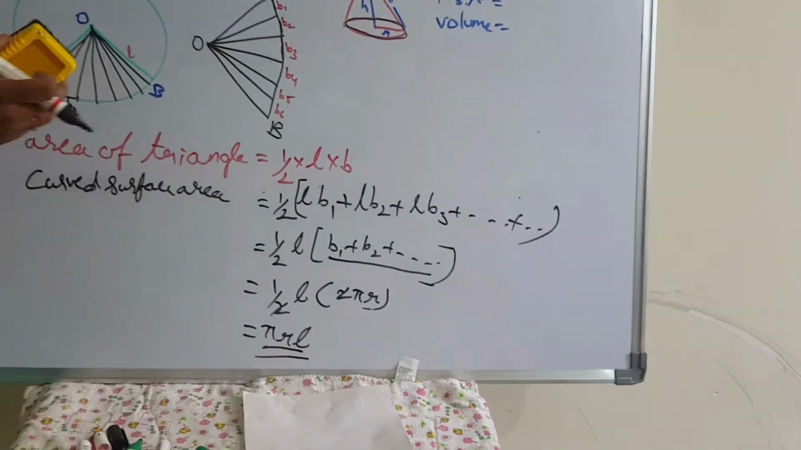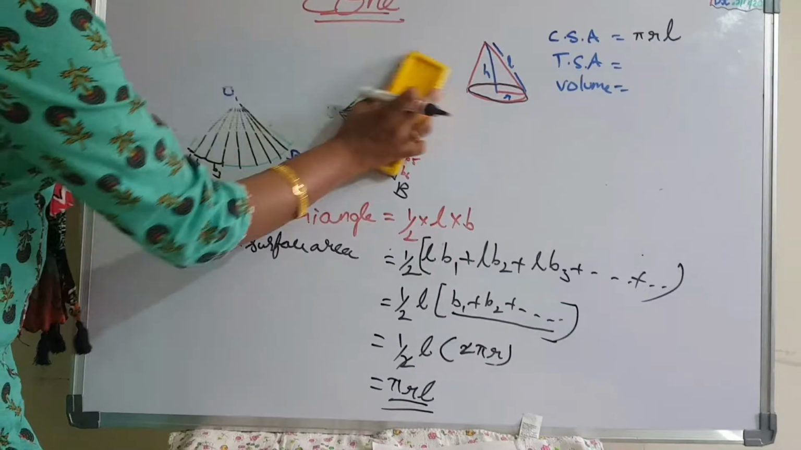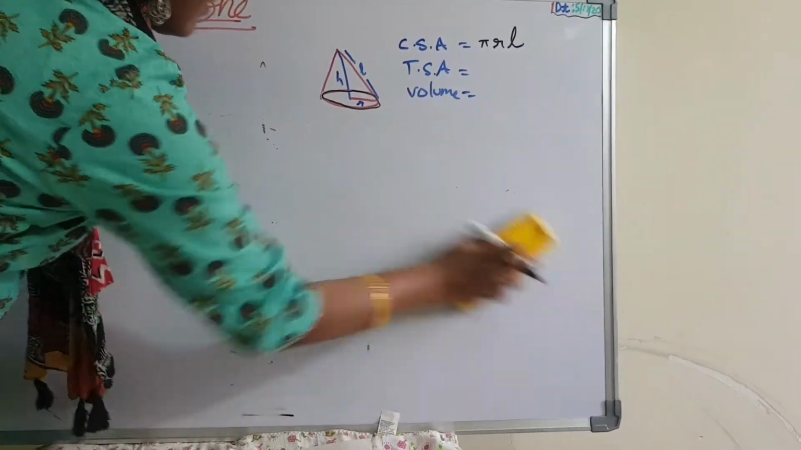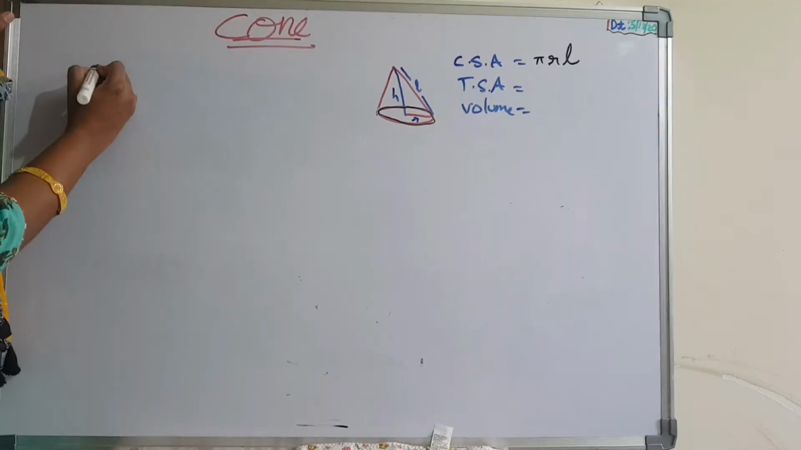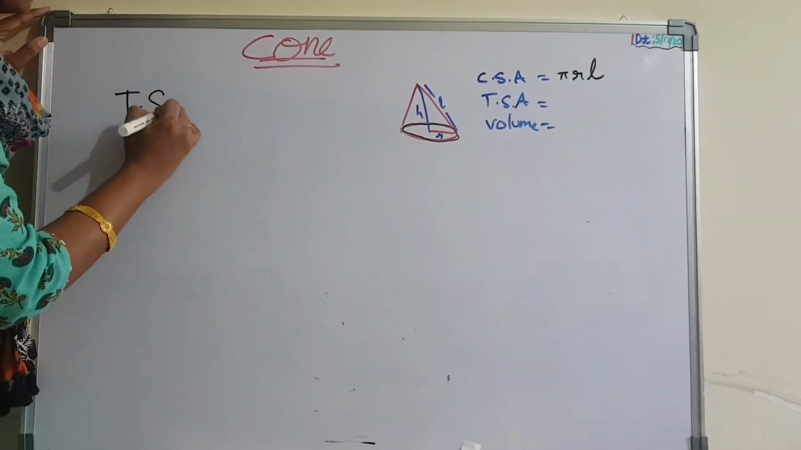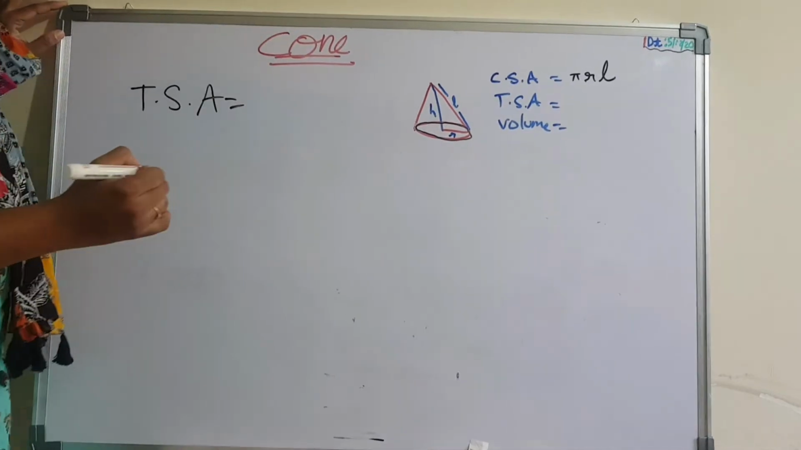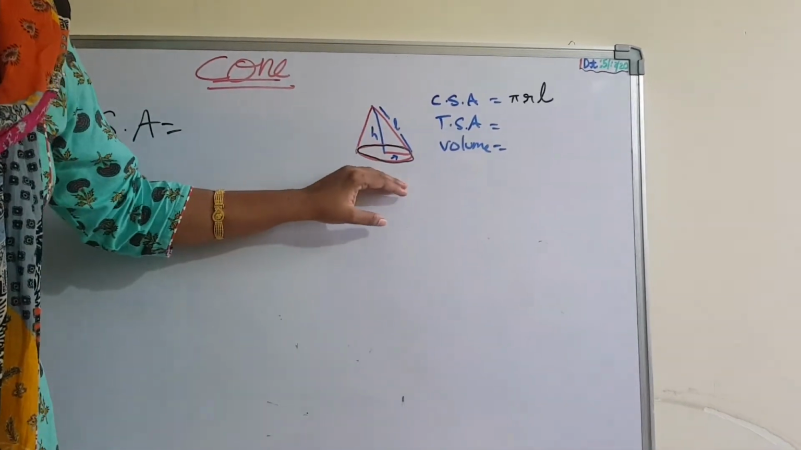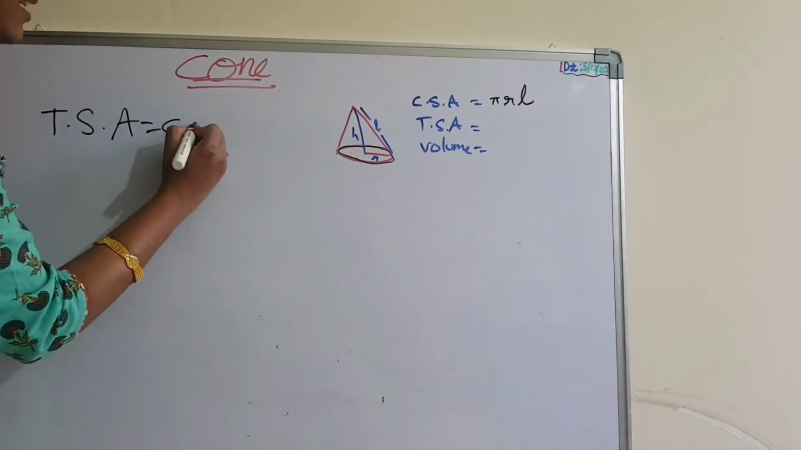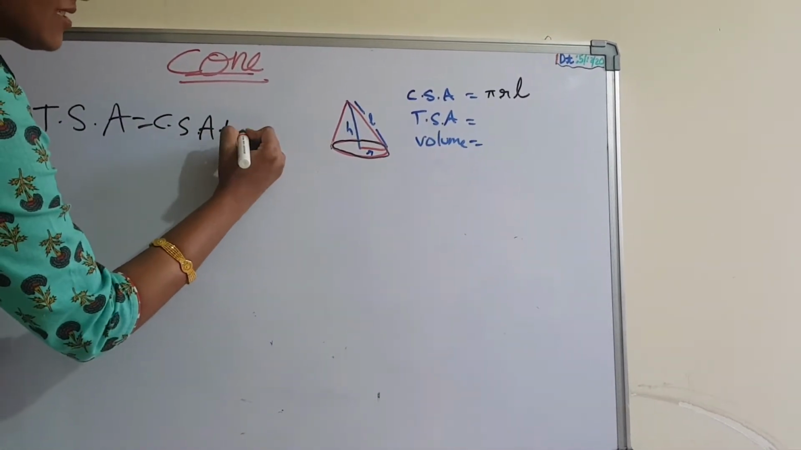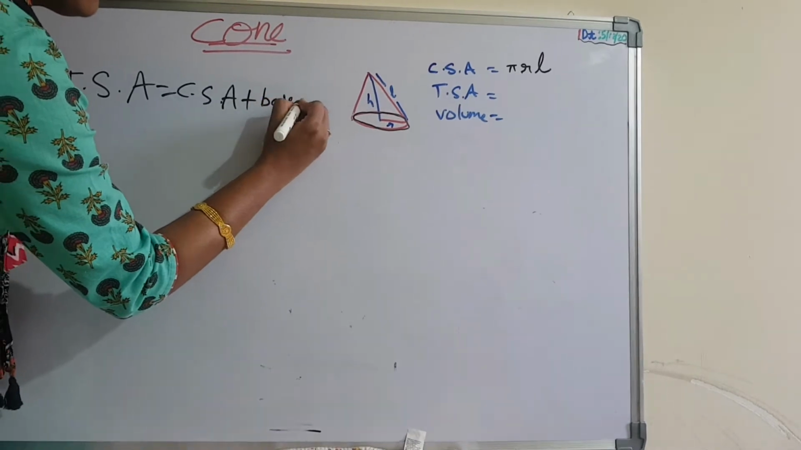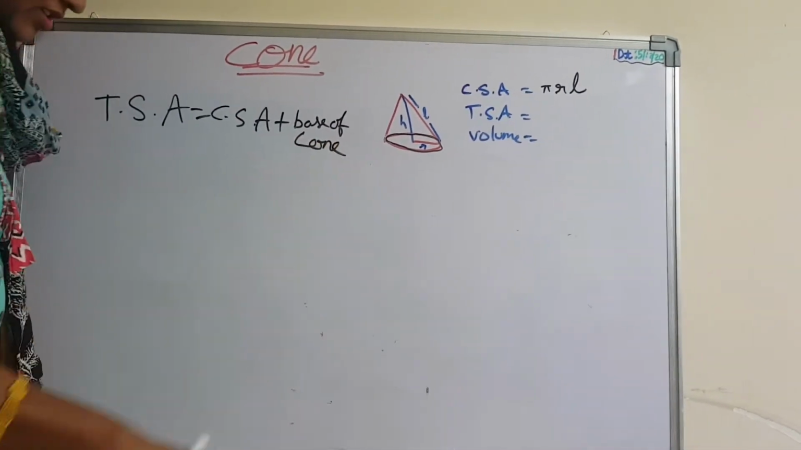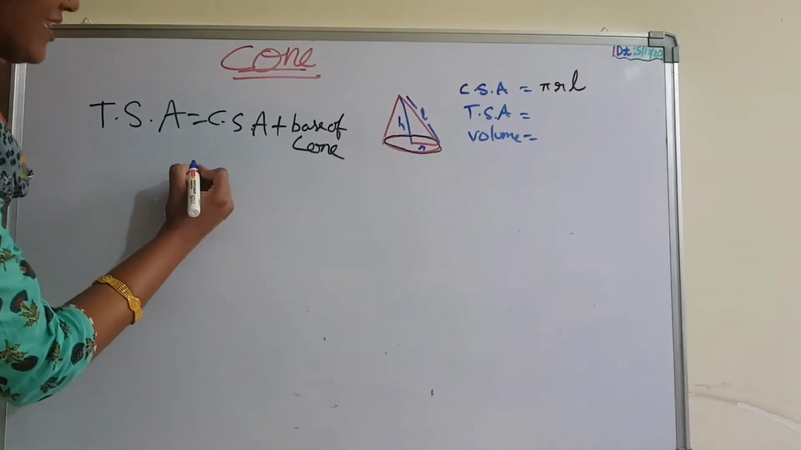Next one, total surface area. Total surface means total surface area. What is the total surface area? Curved surface area and base. Curved surface area plus the base of the cone.